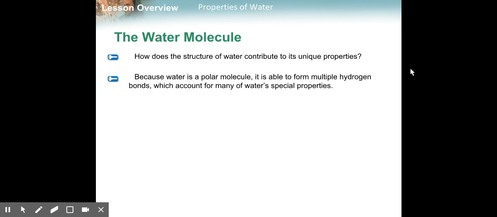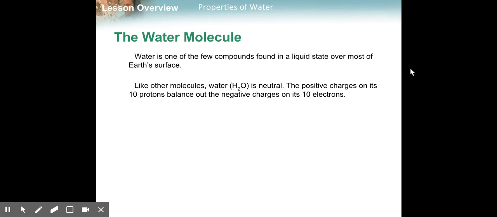It's a polar molecule. The charges are not equal across the whole molecule, and that makes it form bonds with other molecules, including other water molecules. So it gives it lots of special properties. It's one of the few compounds that's liquid most of the time. It is a neutral molecule, but the charges are not evenly balanced. So one part of it is negative and the other part is positive, but overall it's neutral.